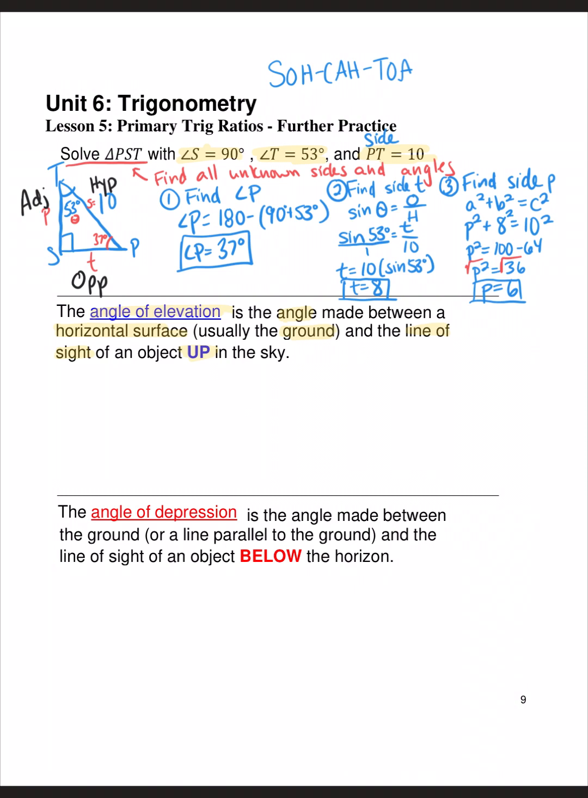I'm going to show you what I mean by that. So let's say that we had the ground, because like I said, it's usually going to be a horizontal on the ground because it's looking up. So we'll label this as the ground.